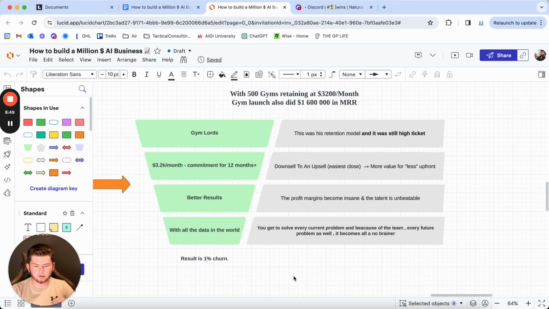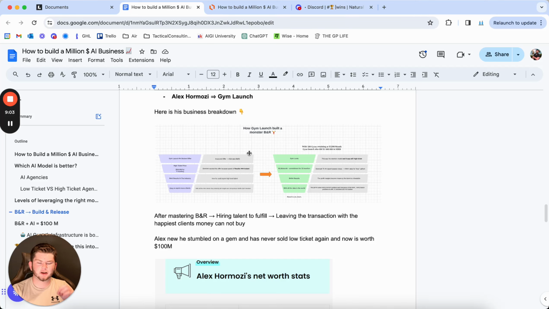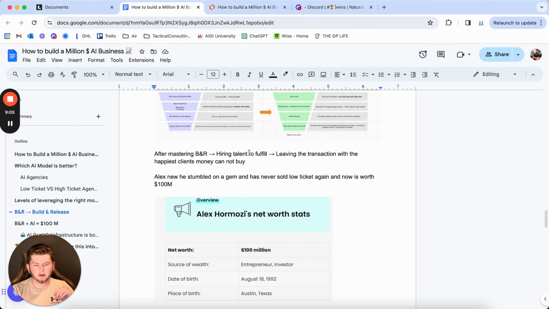With all the data in the world, you can solve every single current bottleneck and problem because of the team, and every future problem as well. It literally becomes a no-brainer, and it results in zero people churning, essentially, maybe 1%, because it's just such a good program. And that's exactly what you need to do to build an amazing program just like that.